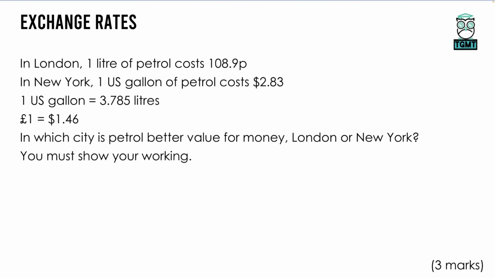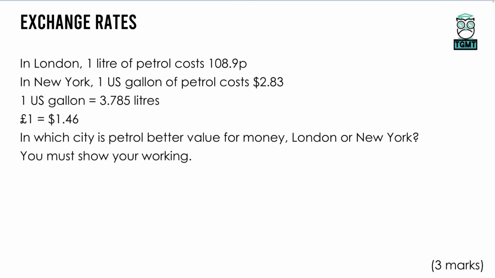Okay, so in this question, we're going to be having a look at exchange rates, but also some unit conversions as well. So it says here, in London, 1 litre of petrol costs 108.9 pence. In New York, 1 US gallon of petrol costs $2.83. It then gives us the conversion from gallons to litres and the conversion from pounds to dollars. It says in which city is the petrol better value for money.